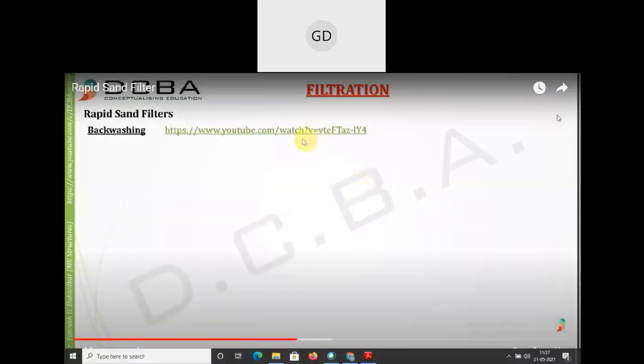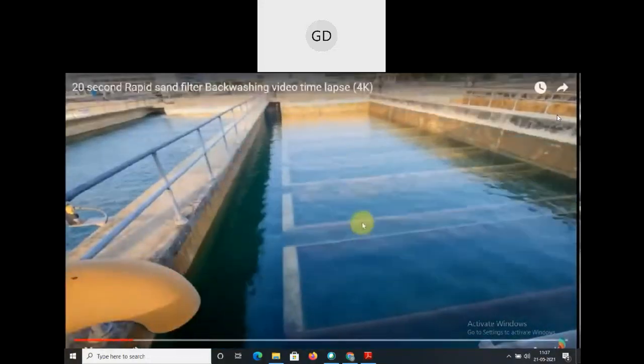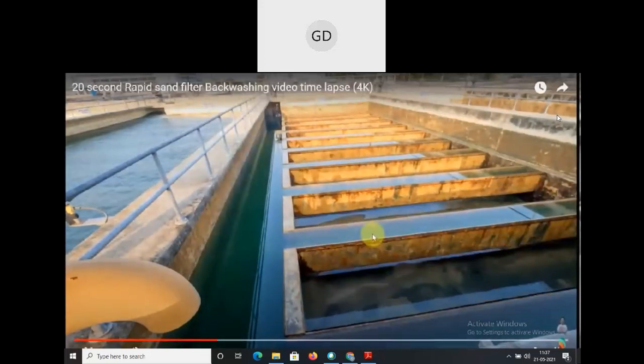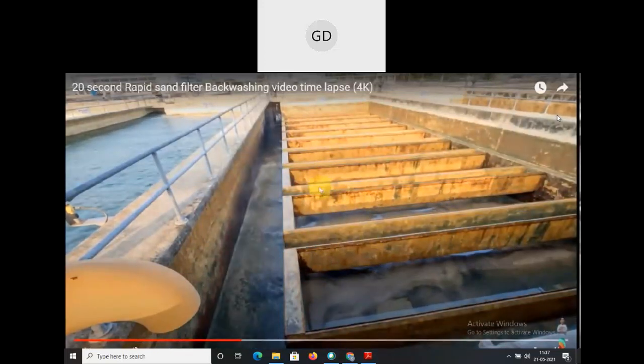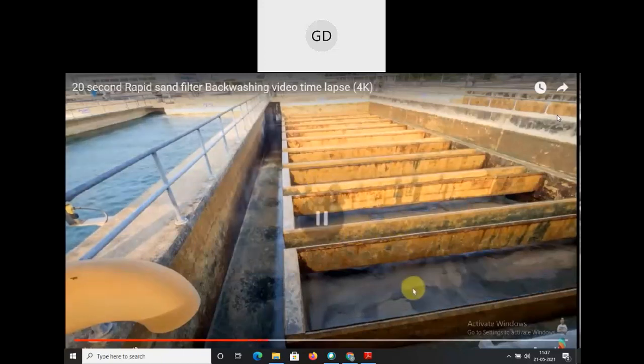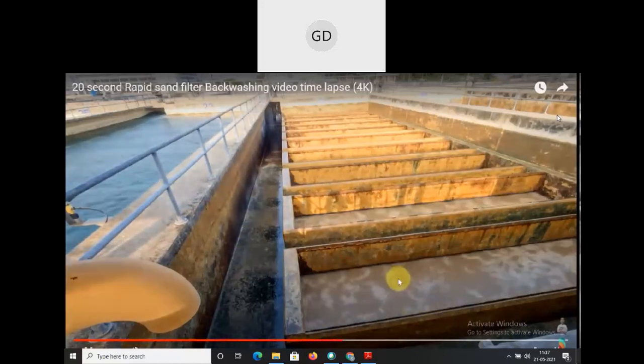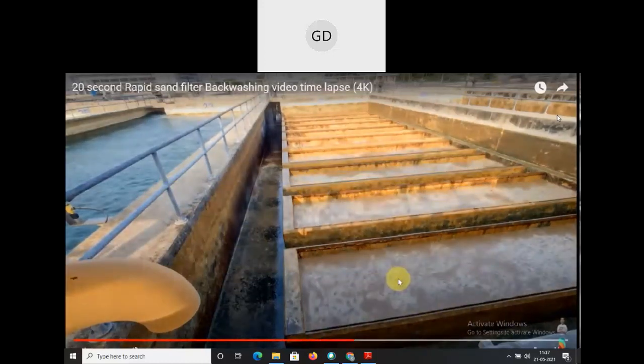We will see a short video on how that backwashing is happening. See, this is the filtering process that is happening. These are those troughs that I was talking about. All the troughs that are being placed. This is the filtering media that you can see from the top, and now the backwashing process is going to get started.